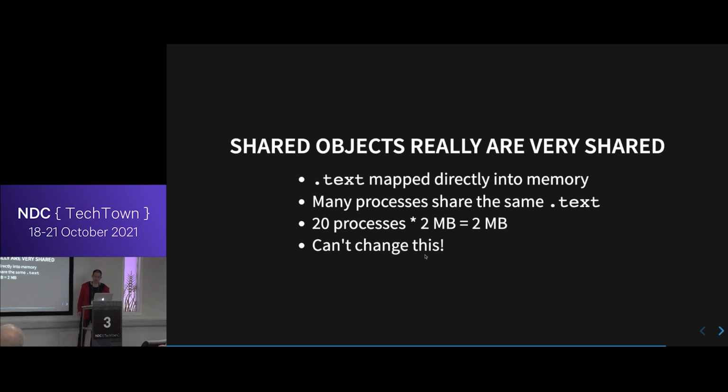So you can't change this, because if the loader was then to say, I'm going to fix the relocations for this process here, I'm just going to make it writable for a moment, and I'm going to just fix the relocations, then you destroyed the relocations for all the other 19 processes, which were using the same code. So you can't go and change that code at runtime or at load time. What can we do?